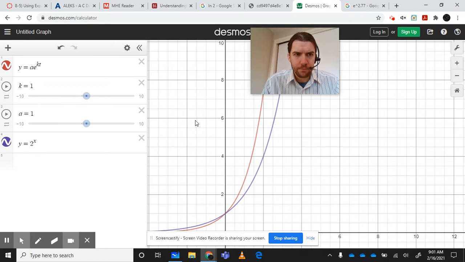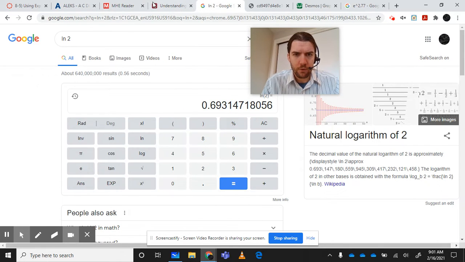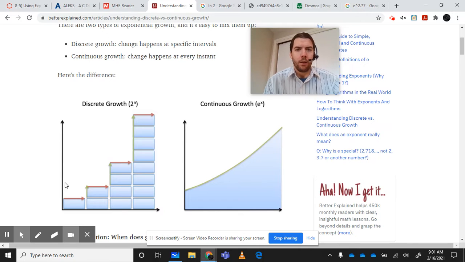If we compare those kind of graphs, so for example, if we compare, where was I at?